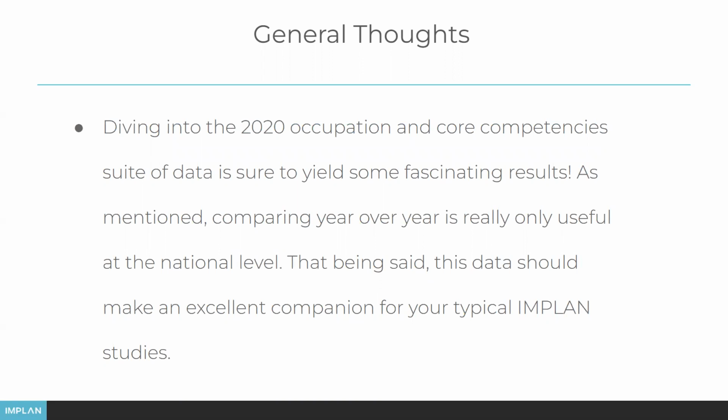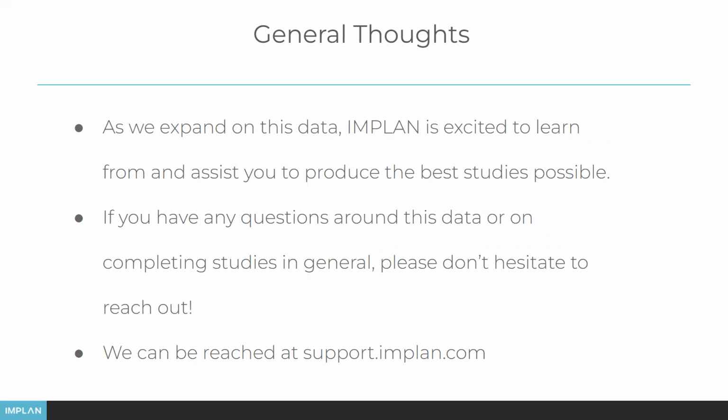Diving into the 2020 occupation and core competencies suite of data is sure to yield some fascinating results. As mentioned and explored earlier, comparing year over year is really only useful at the national level. But that being said, the newest release of this data should be an excellent companion to your typical IMPLAN studies. As we expand on this, we here at IMPLAN are excited to learn from you and to assist you in producing the best studies possible.